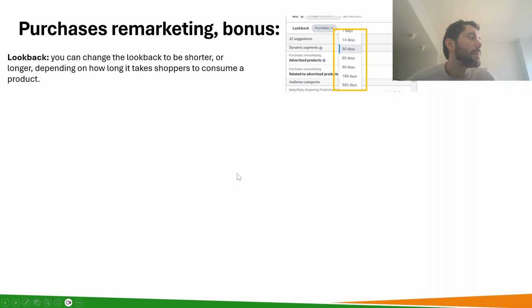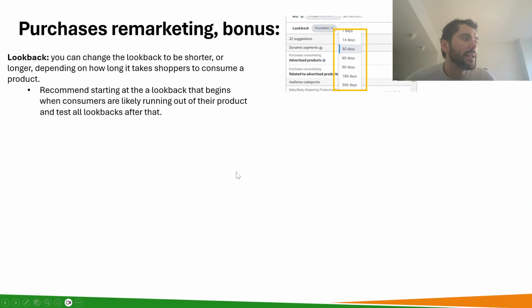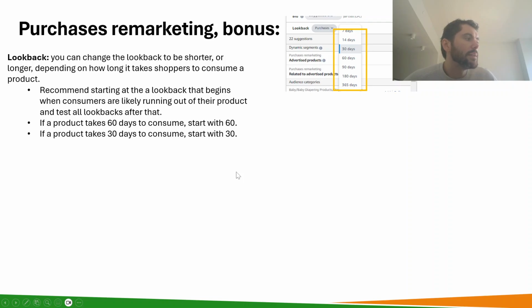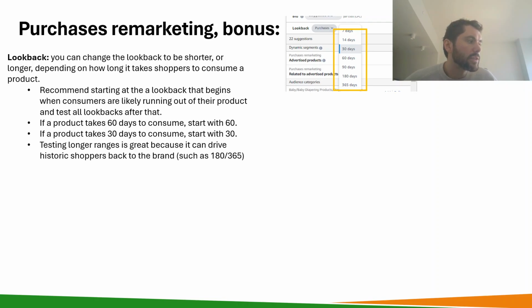So remarketing bonus, I already mentioned this a little bit, is start your look back when consumers are likely running out of the product. So if it takes 60 days to consume, start at 60, if 30, then 30. And then test longer ranges, because that can drive historic shoppers for whatever reason they fell off. And now you can remind them, hey, don't forget about our great product. And those 365 days ago shoppers sometimes do hit, and it's a great LTV driver, and it's a great way to get them back in the system.